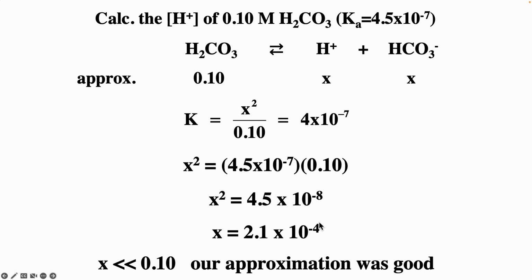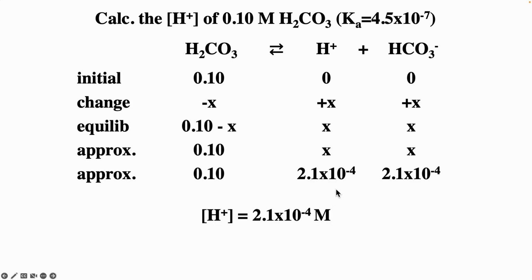Now, if we think about our approximation, we said X was negligible compared to 0.1. It is. It's 3 orders of magnitude smaller, so our approximation was good. And so we get that the hydron concentration is 2.1 times 10 to the minus fourth. And so that's the concentrations at equilibrium. The bicarbonate ion concentration is also 2.1 times 10 to the minus fourth.